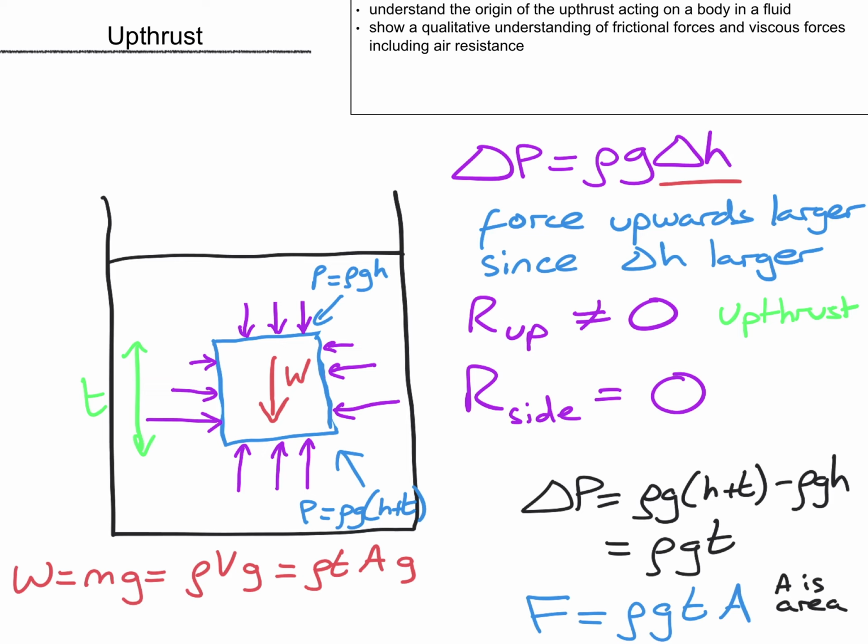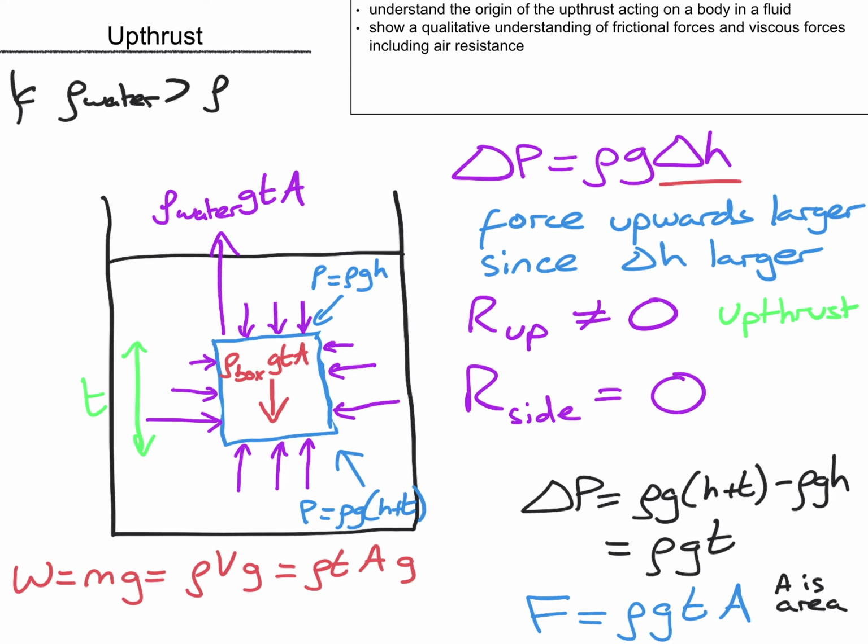If I put these on my diagram, weight is rho of box g T A, upthrust is rho water g T A. So clearly, if the density of water is larger than the density of the box, the resultant force is upwards. If the density of the box is larger, the resultant force is downwards. In both cases, there is a force upwards, there always will be.